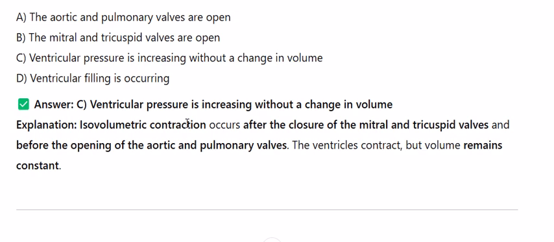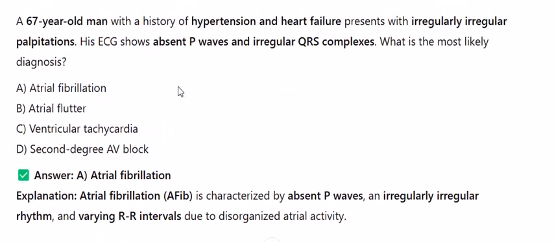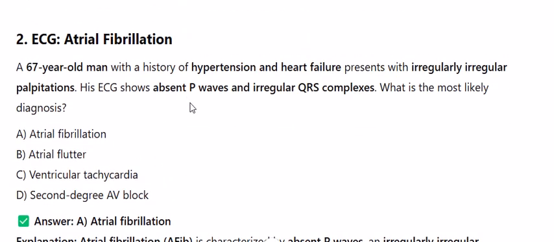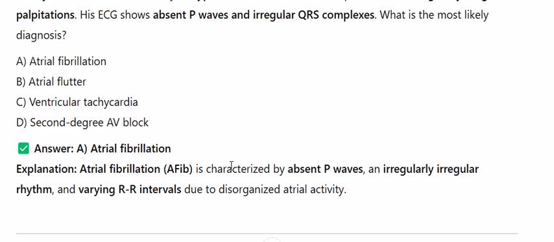2. ECG, atrial fibrillation. A 67-year-old man with a history of hypertension and heart failure presents with irregular palpitations. His ECG shows absent P waves and irregular QRS complexes. What is the most likely diagnosis? A. Atrial fibrillation, B. Atrial flutter, C. Ventricular tachycardia, D. Second-degree AV block. Answer A. Atrial fibrillation. Atrial fibrillation (AFib) is characterized by absent P waves, an irregular rhythm, and varying RR intervals due to disorganized atrial activity.